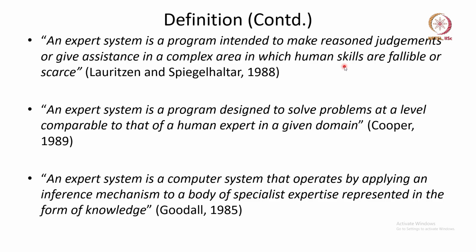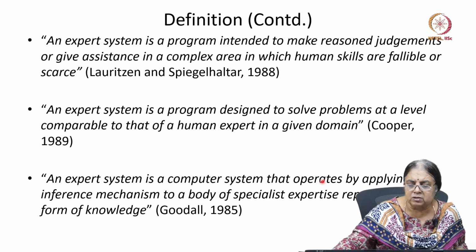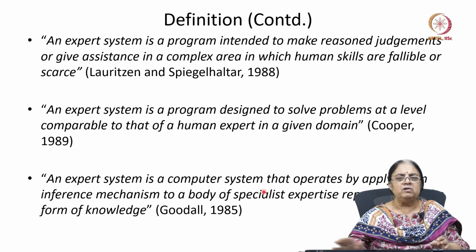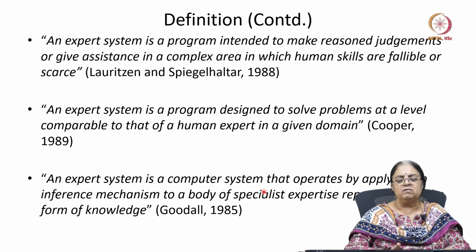An expert system is a program designed to solve problems at a level comparable to that of a human expert. So it operates by applying an inference mechanism to a body of specialist expertise represented in the form of knowledge. So these are all different definitions that have been given to what is an expert system.